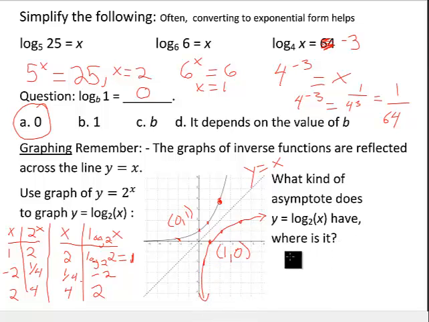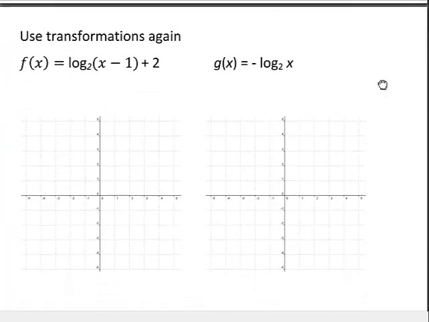So the log base 2 of x has a vertical asymptote, and it happens at x equals 0, that vertical line, which is the y-axis. So this is the general basic form of a logarithmic function, and we can adjust it from there to graph more complicated ones.